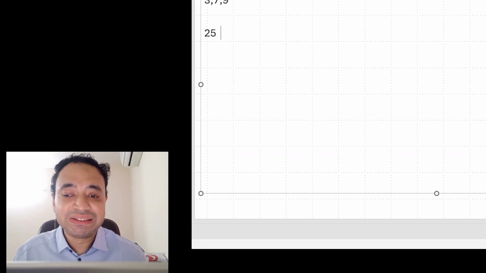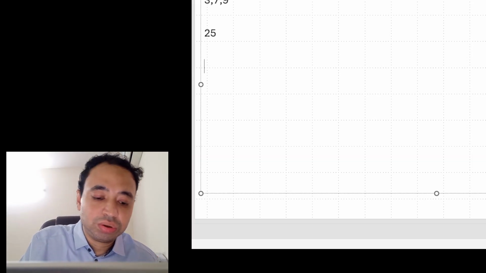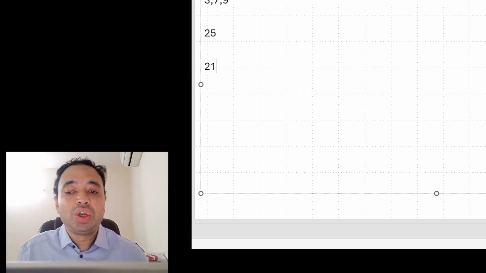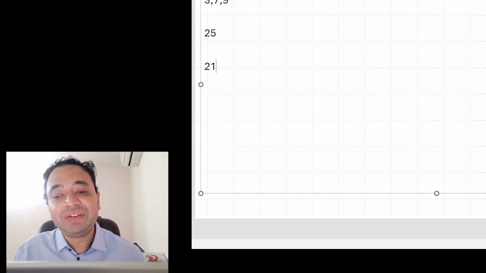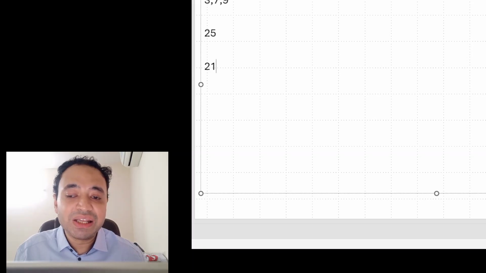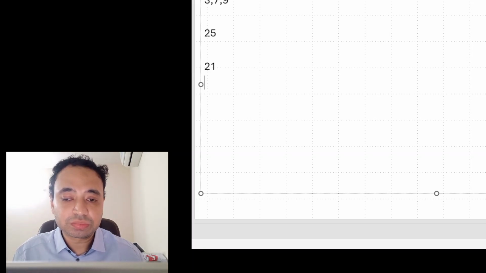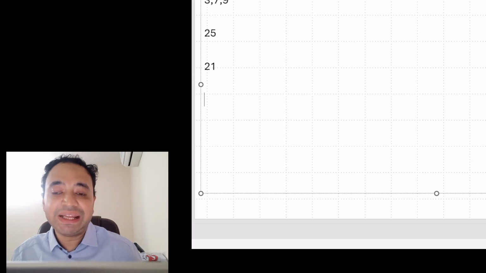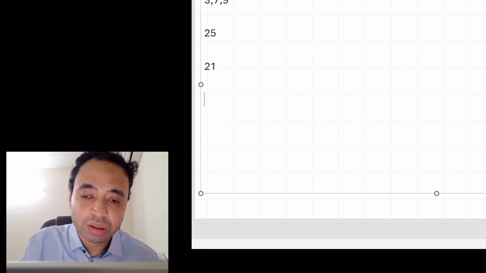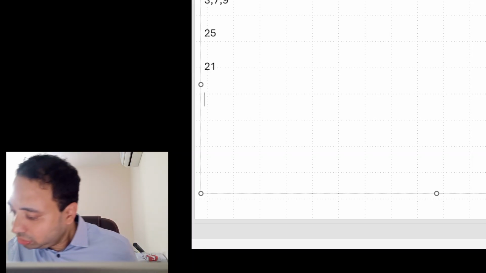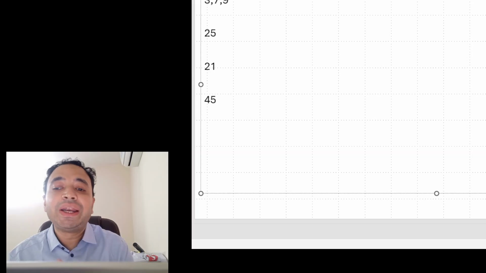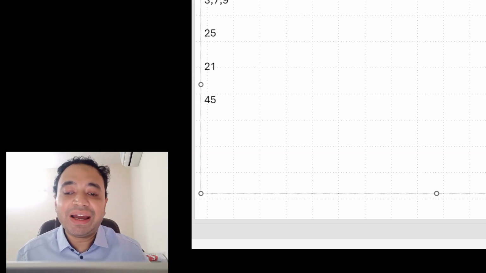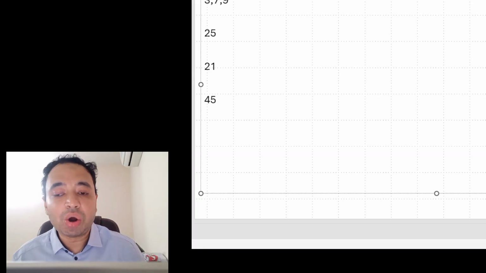So let's take another example. 21. 21 gets divided by 3, and it doesn't get divided by 2, hence it is an odd number. Let's take another example, which is 45. 45 does not get equally divided by 2, hence it is an odd number.